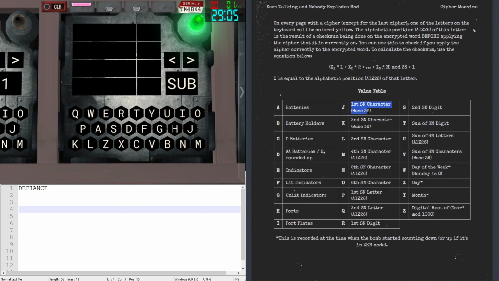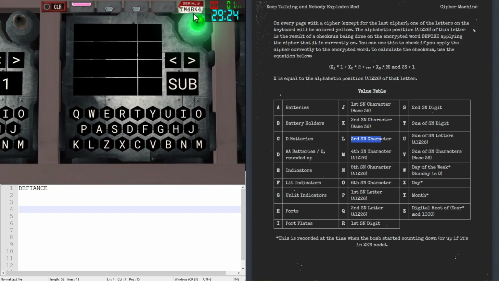So when it's using the first serial number character like this, it's using it as base 36, and you need to turn it into base 10. And some of the other ones, such as the 4th and 5th characters, use A1Z26. Other times, you'll also have only the 3rd serial number character, which means it should already be a number regardless, and same thing with the 6th. And then it also deals with the 1st serial number letter, the 2nd serial number letter, as well as the 1st serial number digit and the 2nd serial number digit.